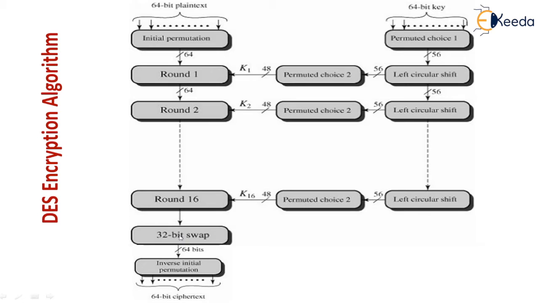Now, in this particular case, what we observe is that for each round a 56-bit key is used. The key is passed through the permutation function. For each of the 16 rounds, the subkey Ki is produced by the combination of the left circular shift and the permutation. The permutation function is the same for each round, but a different subkey is produced because of the repeated shifts of the key bits. So this is all about the architecture of the DES encryption algorithm.